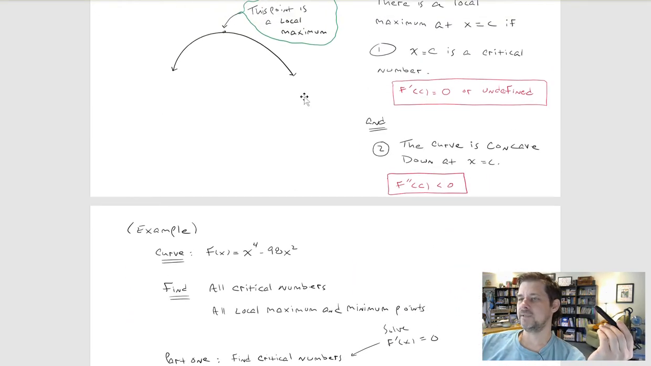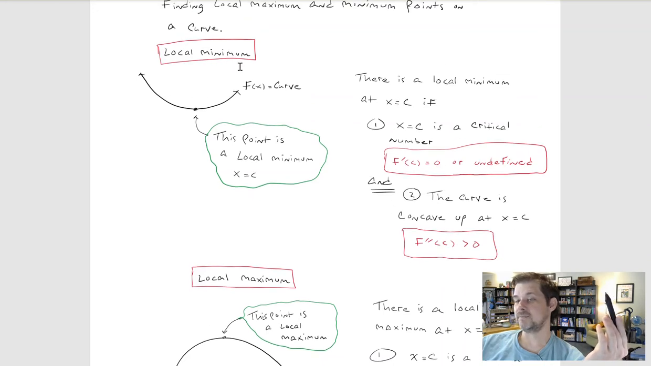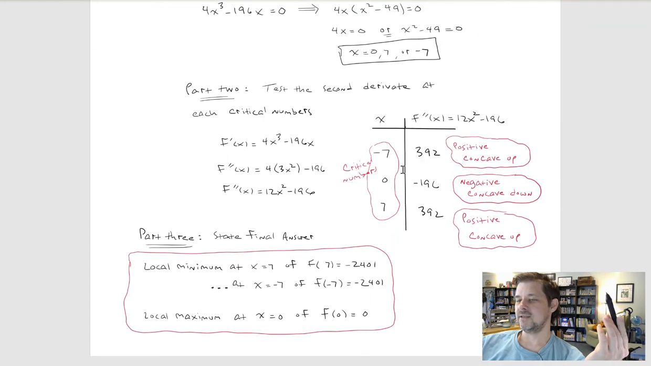Why is that? Well, because then I'm finding out that at, say, 7, that 7 is a critical number and that the curve is concave up and that that's a local minimum, okay? So that's what I just found out in this. All right, I put in negative 7, I get a positive number, concave up. I put in 0 into the second derivative, I get a negative number, concave down. I put in 7, I get a positive number again, concave up.